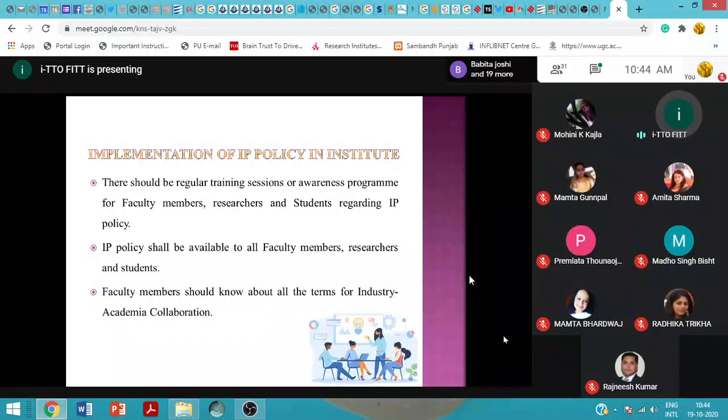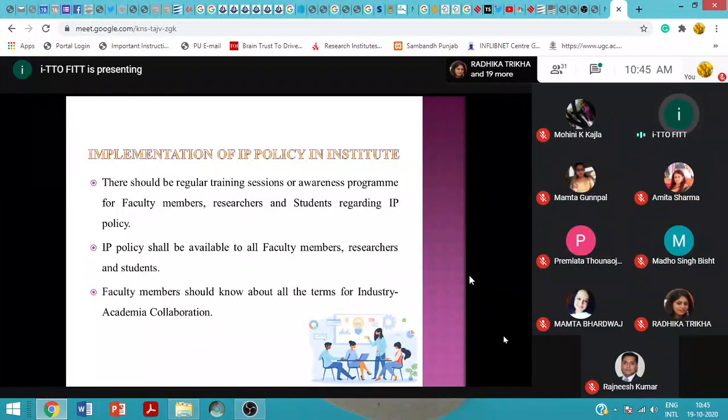And it should be part of their curriculum as well. If a PhD student, researcher, or any person enrolling for research work, then the terms and conditions should be in their course curriculum, or it can be in the form of a booklet, so that all the terms and conditions are available as tips for any researcher. It is for the benefit of the academic institution itself. IP policy shall be available to all the faculty members, researchers, and students.